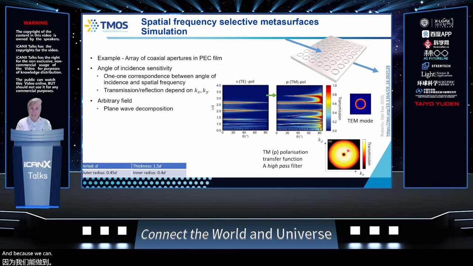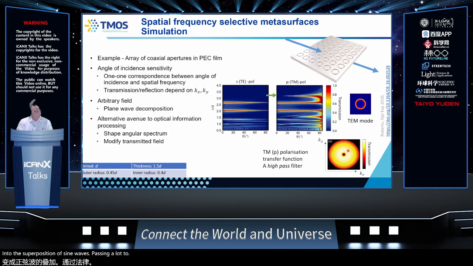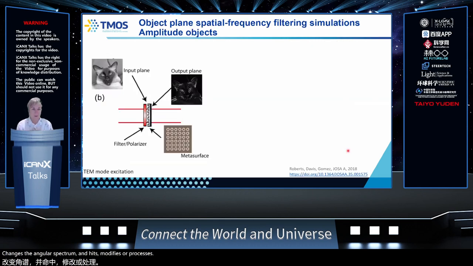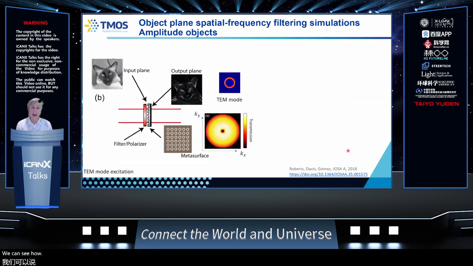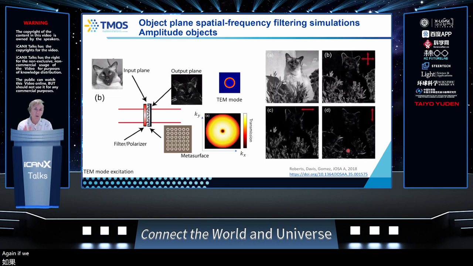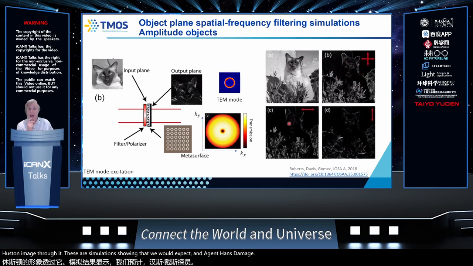And because we can decompose an arbitrary optical field into this superposition of plane waves, passing the light through a device like this changes the angular spectrum and hence modifies or processes the transmitted field. We can see how this behaves. Again, theoretically, I should point out that a device like this would be very difficult to fabricate. Again, if we assume that we've picked out a wavelength corresponding to this mode, pass an image through it, these are simulations showing that we would expect an edge-enhanced image. Furthermore, because of the polarization sensitivity of the excitation of the relevant mode, we can tune the image by changing the polarization.